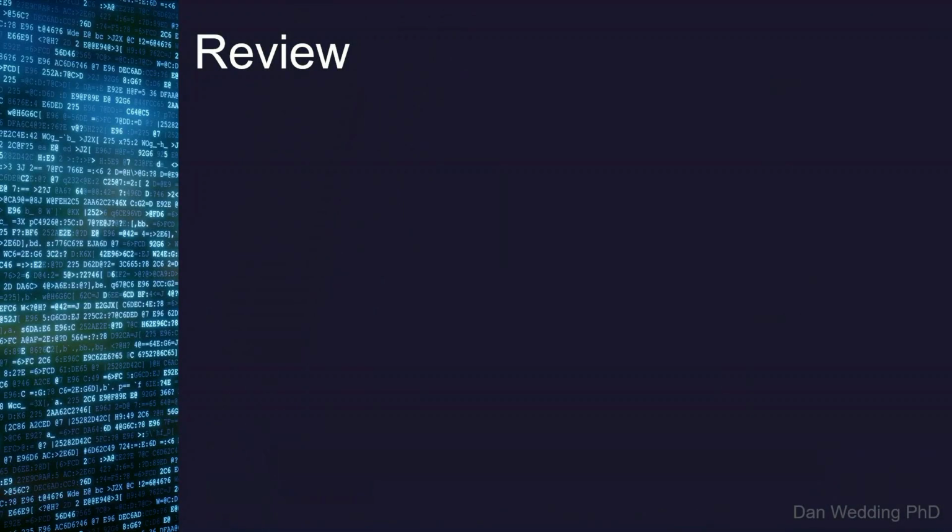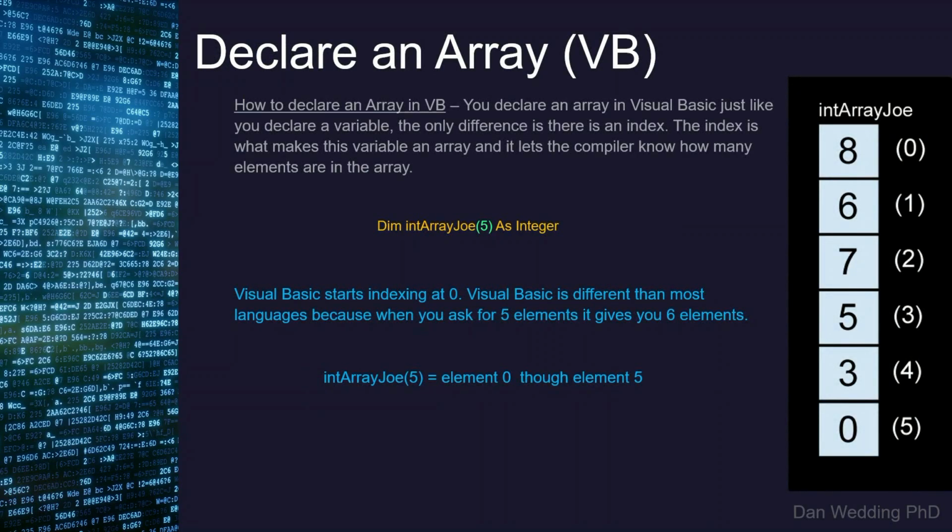In review, you declare an array in Visual Basic just like you declare a variable. The only difference is there's an index. The index is what makes this variable an array, and it lets the compiler know how many elements are in the array. Visual Basic starts indexing at 0. Visual Basic is different than most languages because when you ask for 5 elements, it gives you 6 elements.